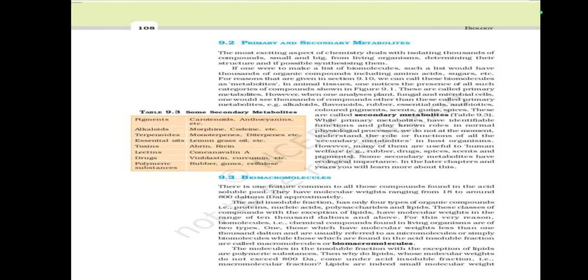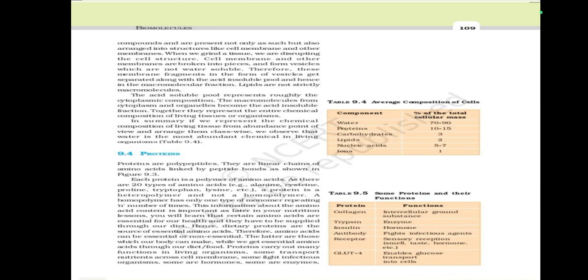The molecules in the insoluble fraction, with the exception of lipids, are polymeric substances. Then why do lipids, whose molecular weights do not exceed 800 daltons, come under the acid insoluble fraction, that is the macromolecular fraction? Lipids are indeed small molecular weight compounds and are present not only as such but also arranged into structures like the cell membrane and other membranes.